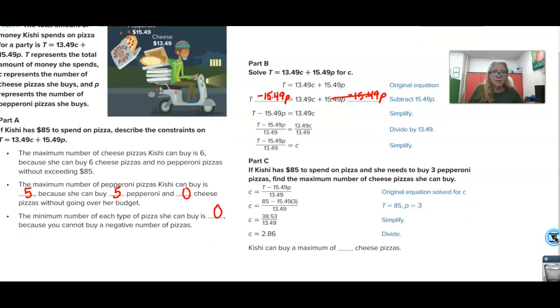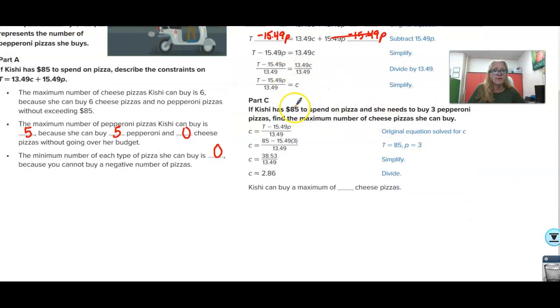Then it goes on to say, okay, so if she has $85 to spend on pizza and she has to buy 3 pepperonis, what's the maximum number of cheese pizzas she can buy?